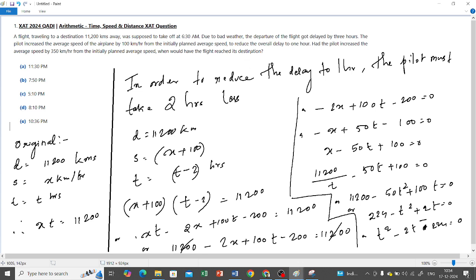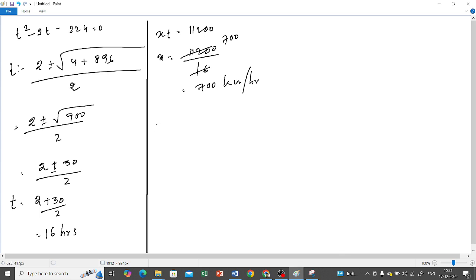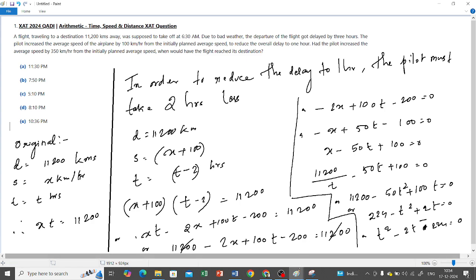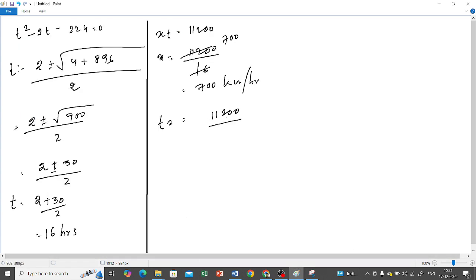Now, had the pilot increased the average speed by 350 kilometer per hour, then what would have been the time? So new time, so what is this distance? 11200. Now what is the new speed? He increased the speed by how much? 350. So 1050.